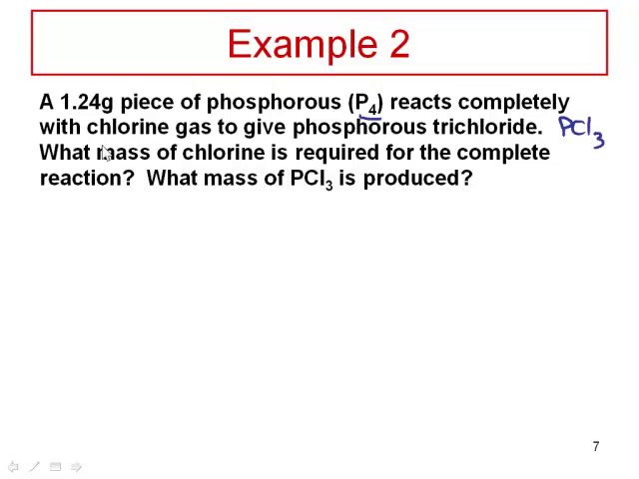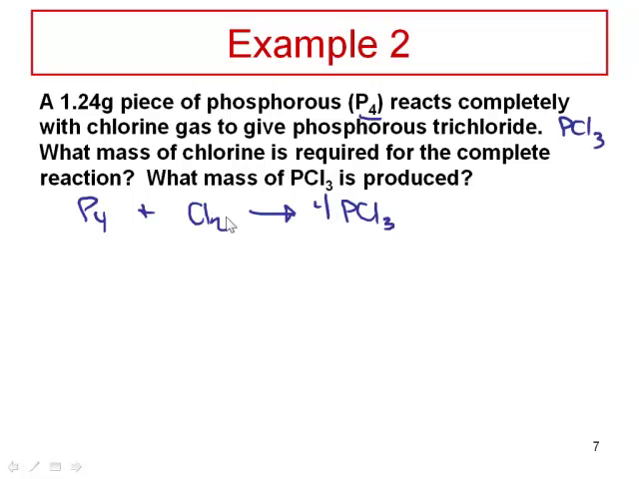PCl3, there we go. The question is, what mass of chlorine is required for the complete reaction? What mass of phosphorus trichloride is produced? If we want to do the problem, the first thing we have to do is write down the balanced equation. One reactant is P4. What's the other one? Cl2, chlorine gas. This is going to react to give PCl3. What do we have to do to balance that equation?